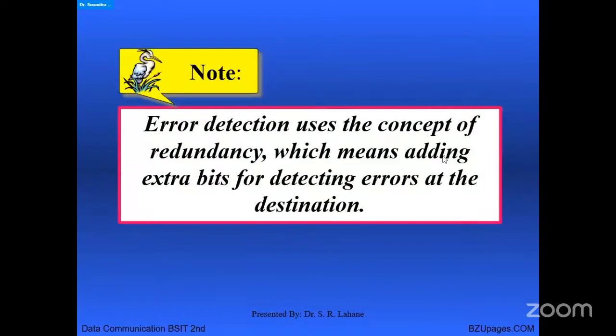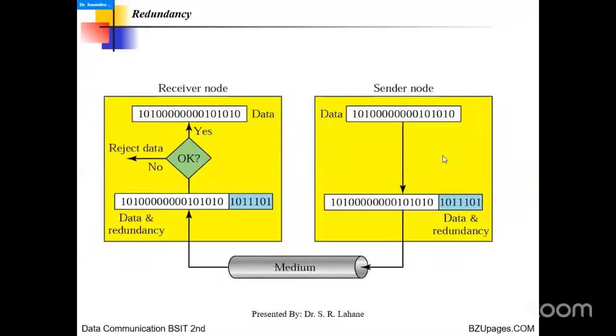Some methods for error detection. Error detection uses the concept of redundancy, which means adding extra bits for detecting errors at the destination. The sender node sends the data bits, then a redundant bit is appended to those data bits at the sender side. That data, after adding the redundant bit, is called a code word. That code word is transmitted over the communication physical channel.